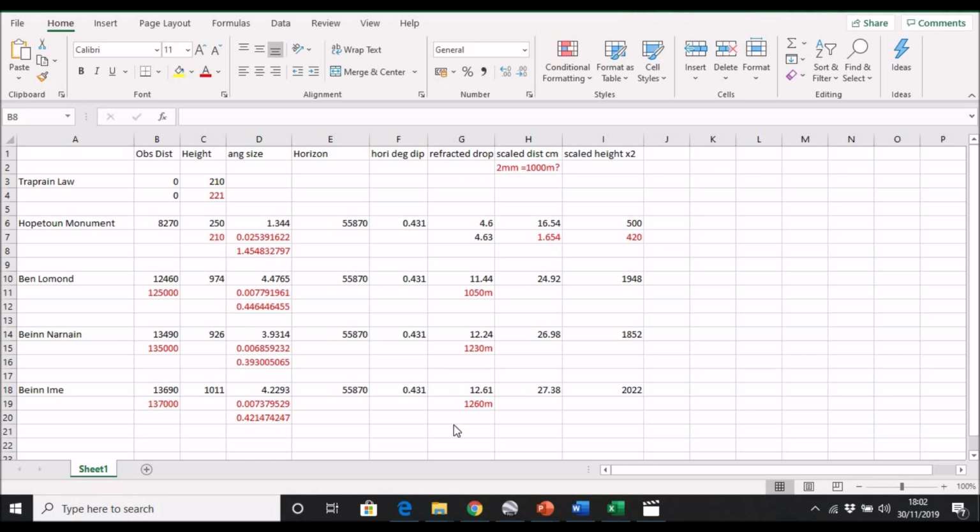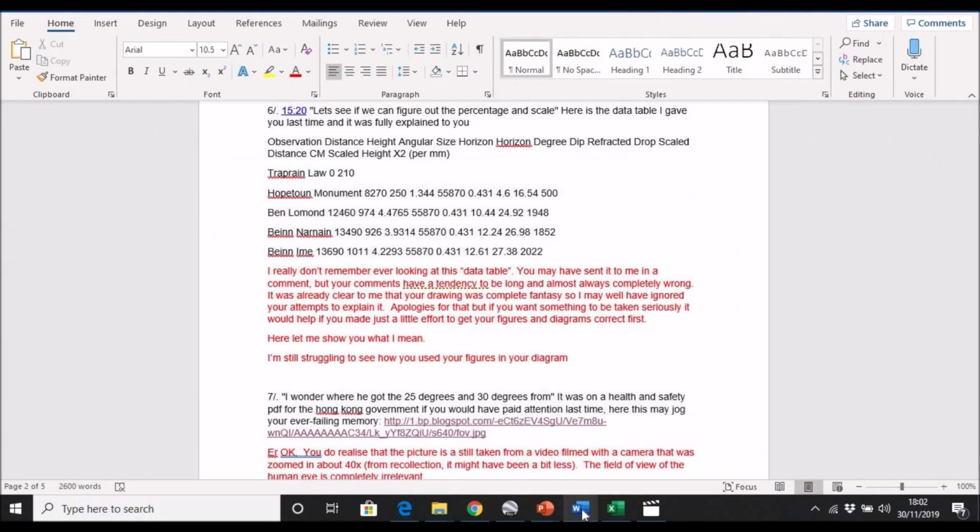I'm not sure whether he used these figures in his diagram or not, but if he did, they're wrong. And even if he didn't, they're still wrong. So, Gleem, you got virtually all your figures for this table wrong. And I'm still struggling to see how you use them.